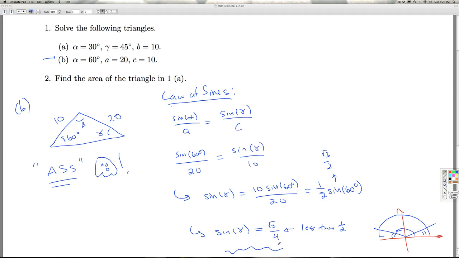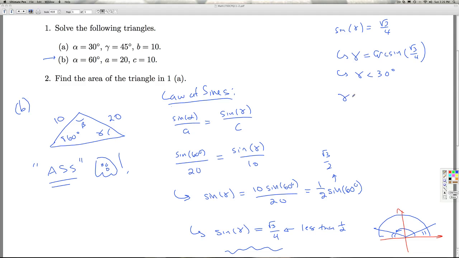Since this is not one of the numbers we had to memorize, I'm going to have to use the arcsine function. So from sine gamma equals radical 3 over 4, I know that one solution is going to be the arcsine of radical 3 over 4. Now since this is less than 1/2, I know that whatever gamma is, it's going to have to measure less than 30 degrees. 30 degrees has a sine of 1/2, and since it's less than 1/2, it's got to be an angle less than 30 degrees. So I know that gamma's got to be less than 30 degrees.